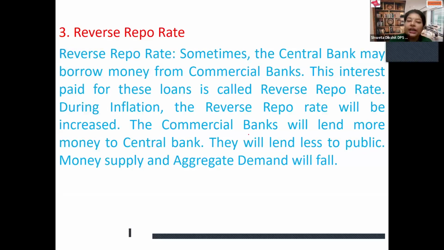Now, reverse repo rate. It is the reverse of repo rate. That is why it is known as reverse repo rate. This is the kind of measure in which the central bank may borrow money from commercial banks for a short period of time. And what they do is the interest rate paid to the commercial bank is increased. So when the rate of interest is increased, the commercial banks are encouraged to lend more to the central bank. And when they lend more to the central bank, then definitely they have less money to lend to the public. And this is how the money supply in the economy is controlled.